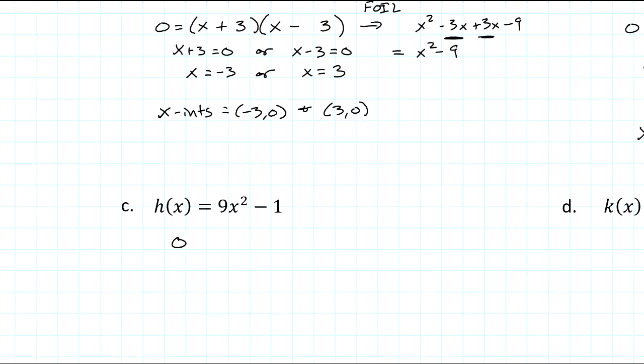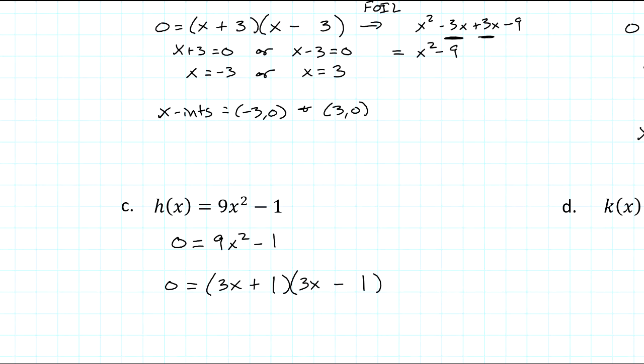I set this to 0. 0 equals 9x squared minus 1. And we look and notice that the 9x squared, that is a perfect square. That can be a 3x. And then we'll put a 3x in the beginning of the next one. And then 1 is a perfect square because 1 times 1 is 1.